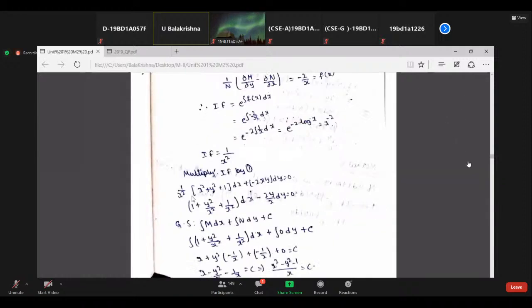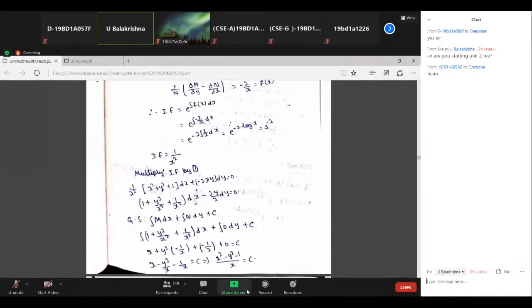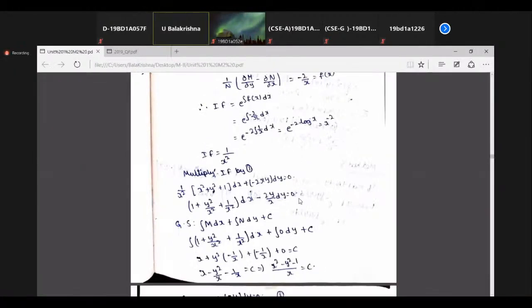You should multiply to that equation, that is 1 by x square into that equation, which is x square plus y square plus 1 into dx minus 2xy dy equal to 0. Multiply that one. X square gets cancelled, 1. Here y square by x square plus 1 by x square dx minus, x gets cancelled, remain with minus 2y by x dy equal to 0.